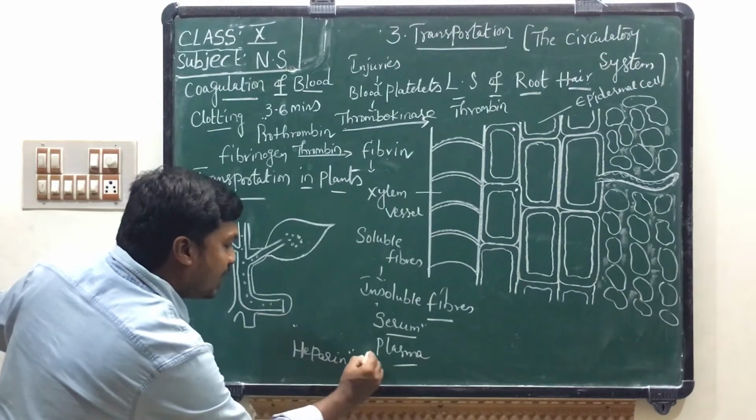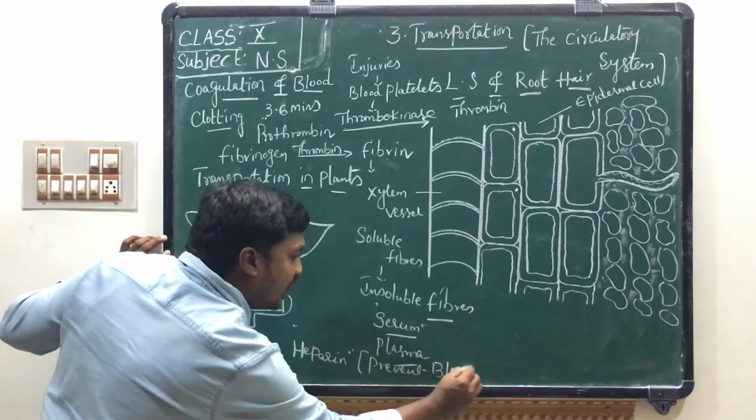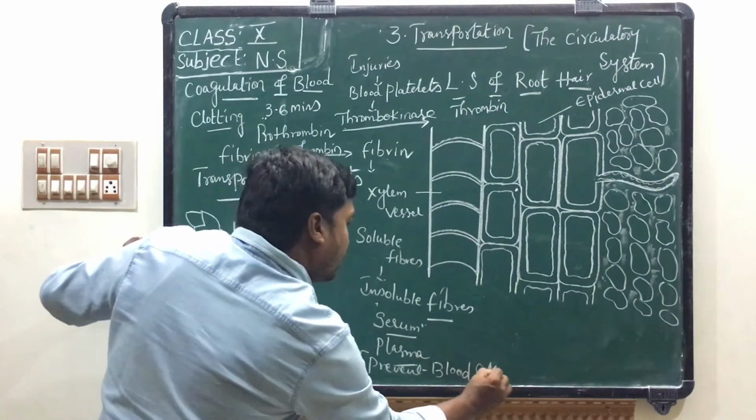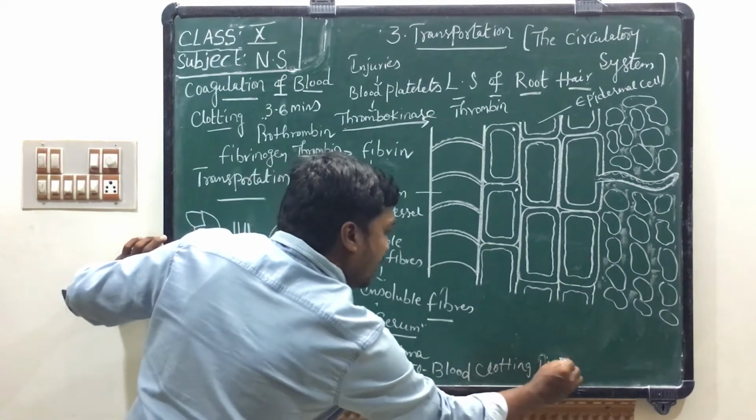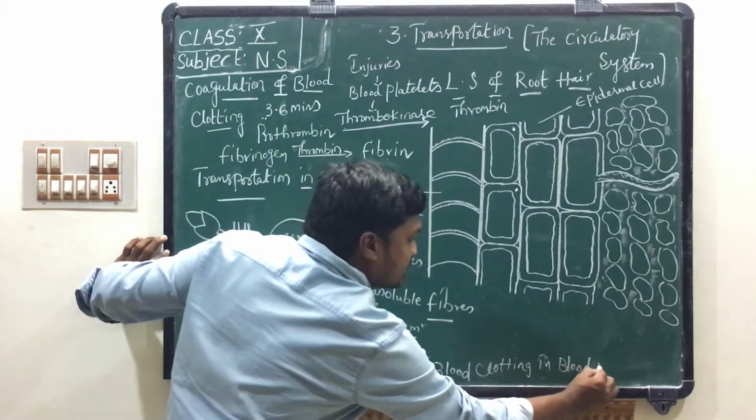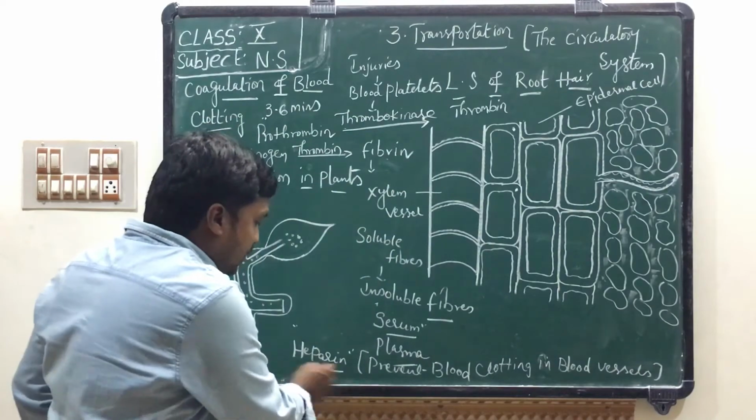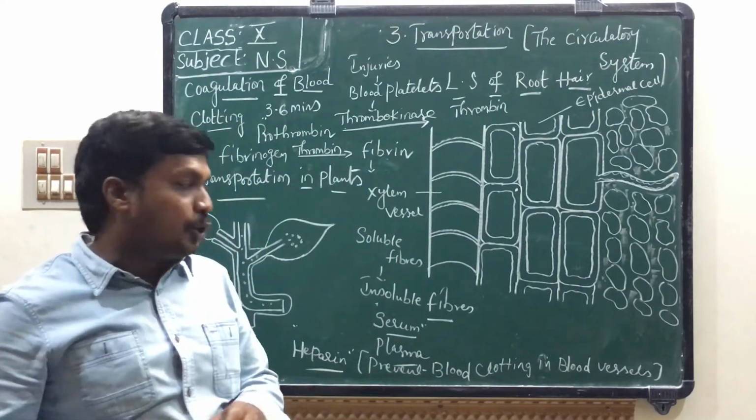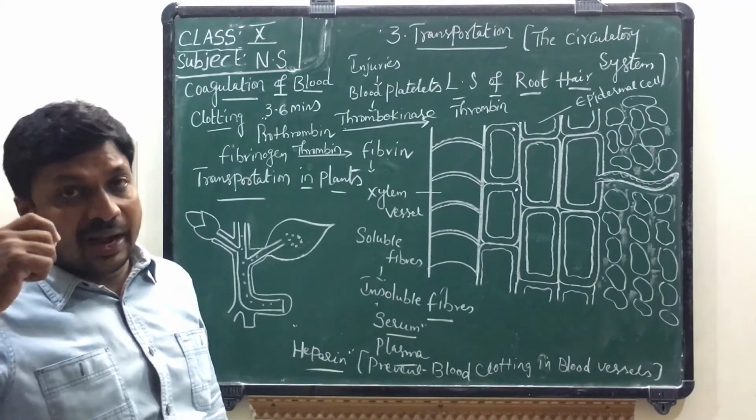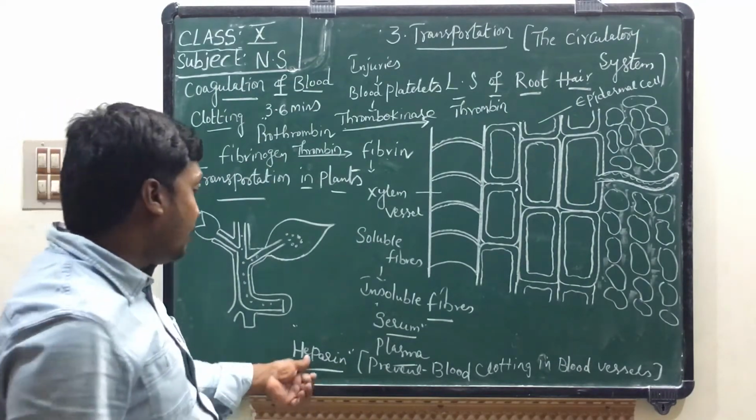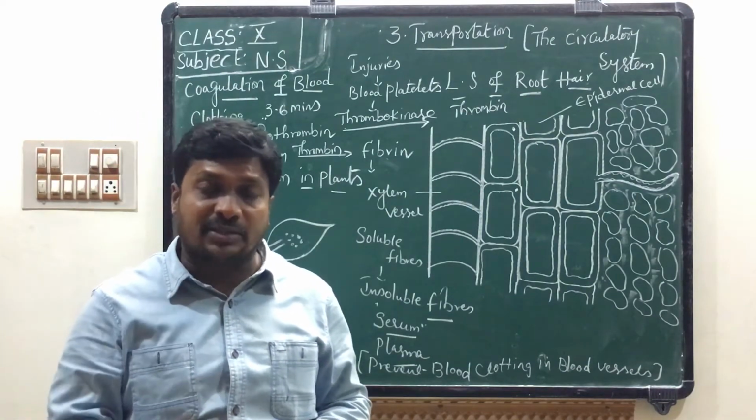What is that? Heparin helps to prevent blood clotting in blood vessels. Heparin is the substance present in the blood vessel, which is helpful to prevent blood clotting in blood vessels. We know that blood flows in the blood vessel without any interruption with the help of a substance known as heparin. What is the injury? Rupture or cutting of blood vessels.